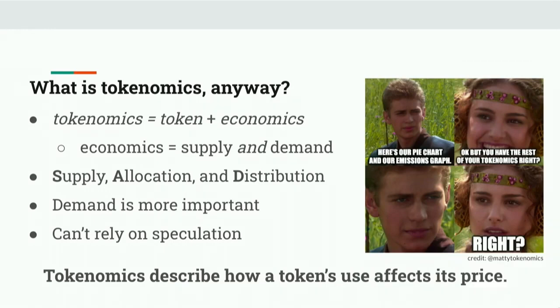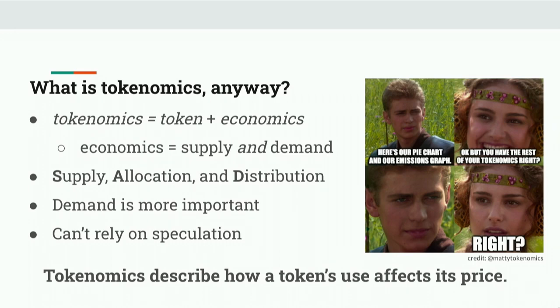So in short, tokenomics describes how a token's use affects its price. And tokenomics is made up of two words, token and economics, where economics is made up of supply and demand. It's surprising to me, but something that I want to point out in the highlight of my talk is that demand is actually much more important than supply in your tokenomics.